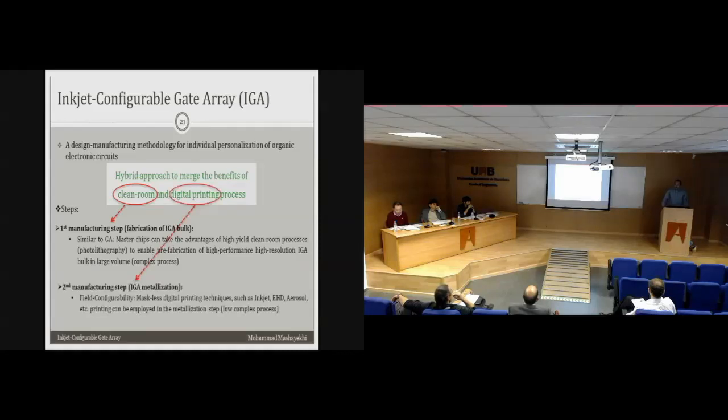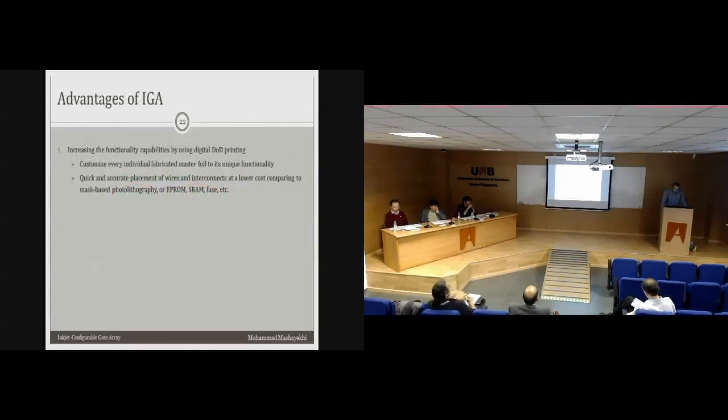And in the second manufacturing step, which is the metallization of the gate array, we can use lower complexity processes like digital printing to bring the field configurability into the gate array concept, so that we can use maskless digital printing techniques such as inkjet, superfine inkjet, aerosol jet, or whatever. These printing methodologies can be employed in the metallization step, which has lower complexity processes. What are the advantages of inkjet configurable gate array?